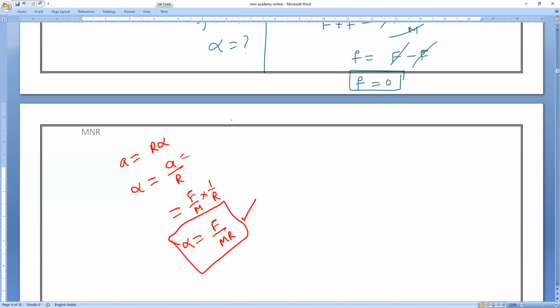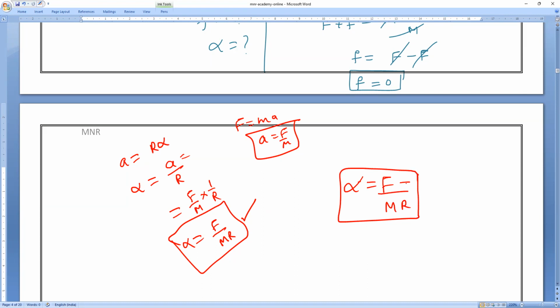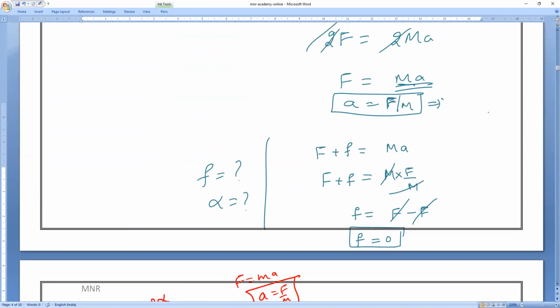Acceleration means force is equal to MA, and acceleration is equal to F by M. Am I right or wrong? If I substitute in place of A, you can see A is equal to F by M. So alpha is equal to F divided by MR. That is the angular acceleration of a ring moving with angular acceleration alpha, zero frictional force, and acceleration F by M.